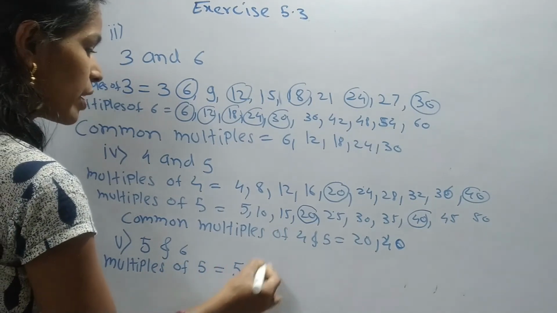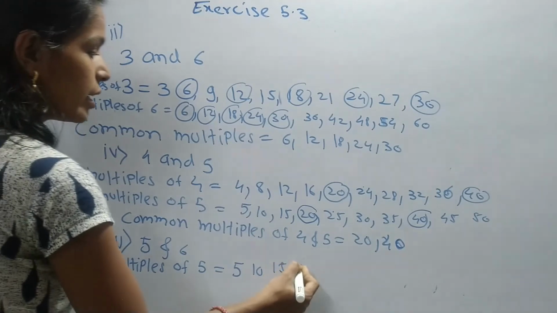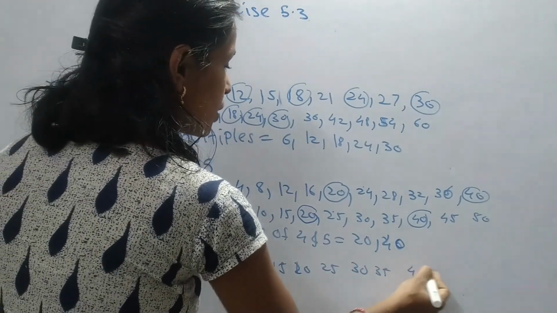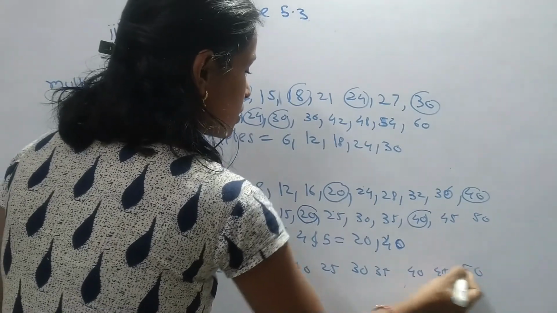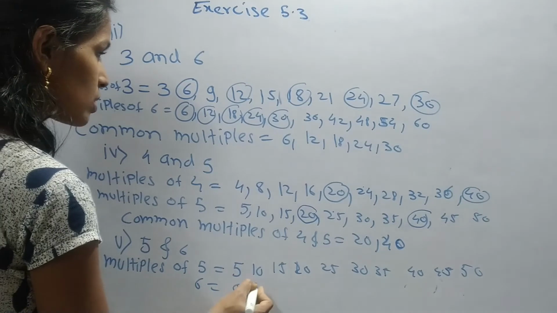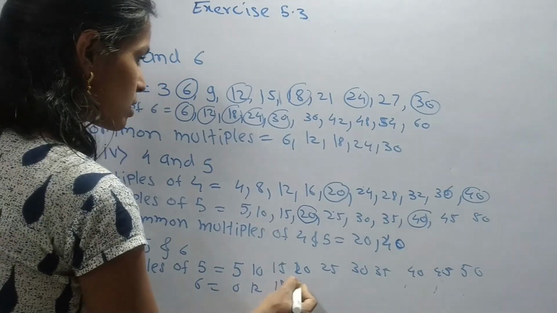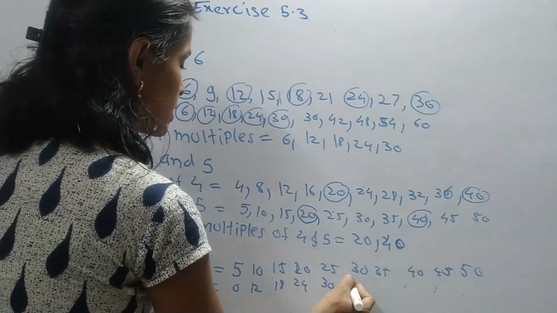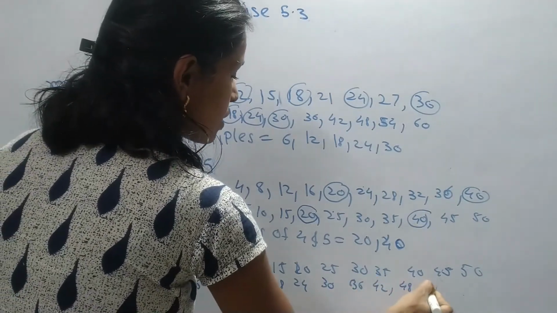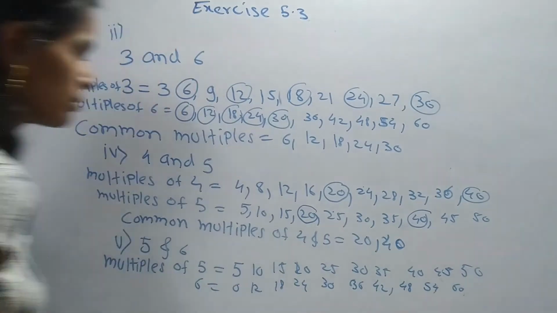5 ones are 5, 5 twos are 10, 5 threes are 15, 5 fours are 20, 5 fives are 25, 5 sixes are 30, 5 sevens are 35, 5 eights are 40, 5 nines are 45, 5 tens are 50. Okay. Then the multiples of 6 are 6 ones are 6, 6 twos are 12, 6 threes are 18, 6 fours are 24, 6 fives are 30, 6 sixes are 36, 6 sevens are 42, 6 eights are 48, 6 nines are 54, 6 tens are 60.